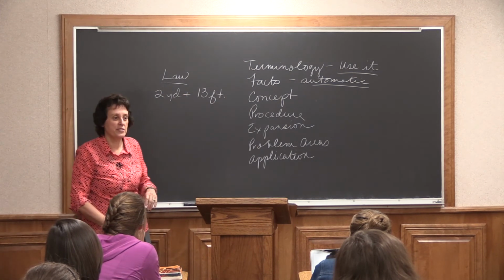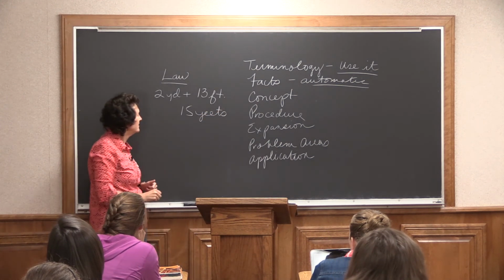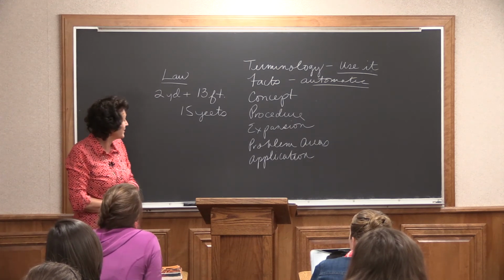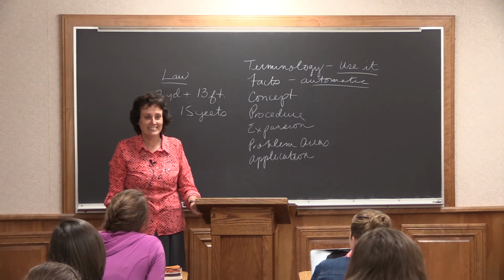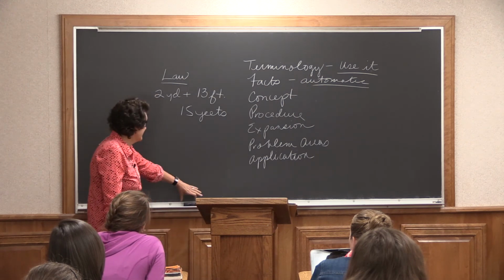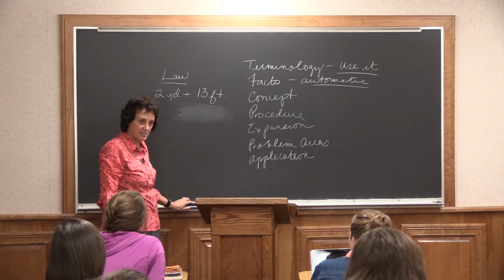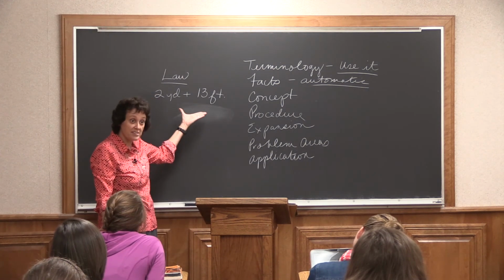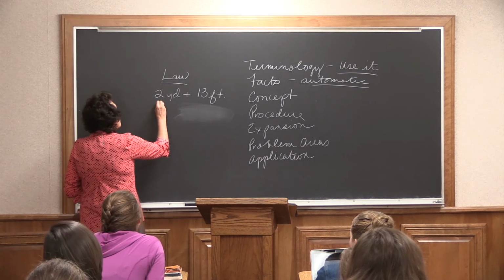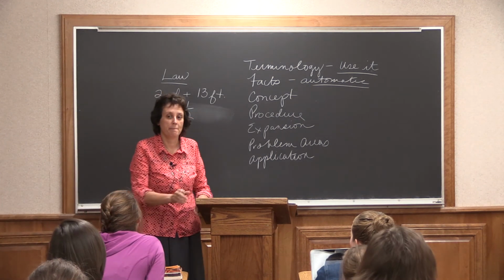Let's say, can you add 2 yards plus 13 feet and get, how about we try this? 12 yards plus 13 feet equals 15 yeets. Or what else could we call it? I don't know. So, no. You cannot add units that are not alike. Now you can convert this, right? And you can do it, but you can't add it in this form. Let's try this. Can you add those? Why not?